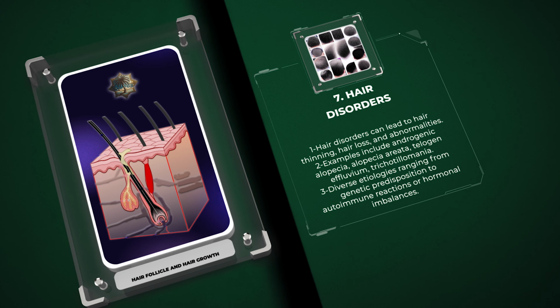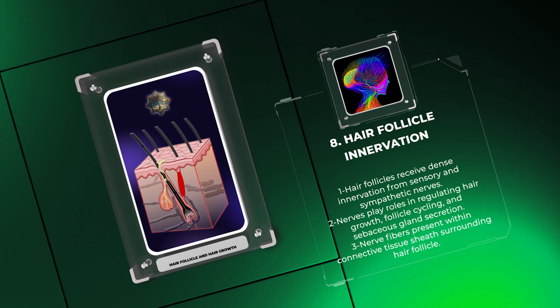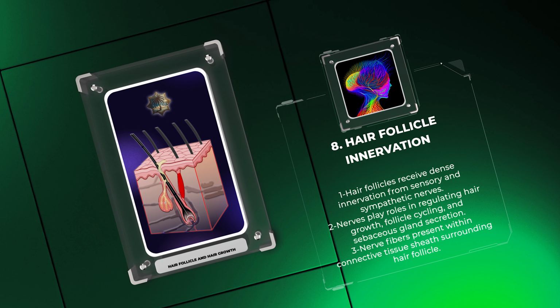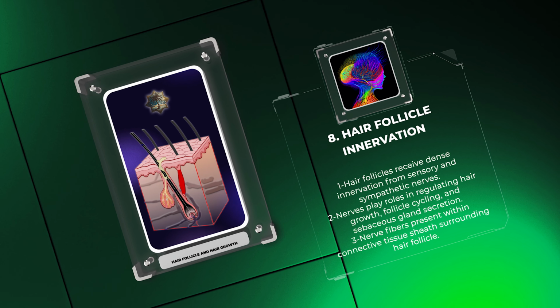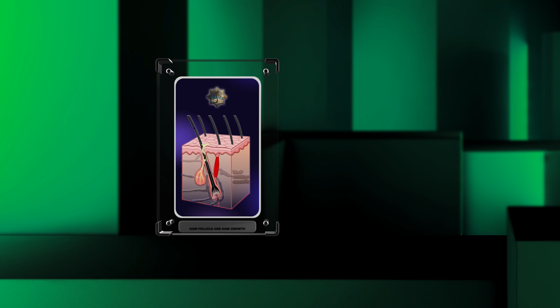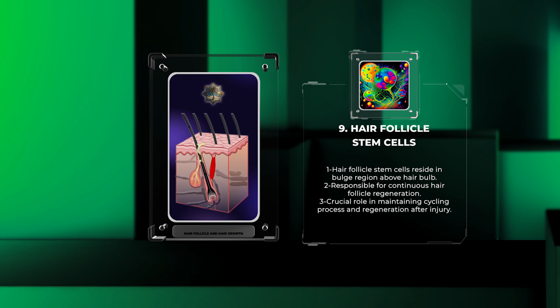Hair follicles receive dense innervation from sensory and sympathetic nerves. These nerves play important roles in regulating hair growth, follicle cycling, and secretion of sebaceous glands. Nerve fibers are present within the connective tissue sheath surrounding the hair follicle, forming complex networks that extend into the hair bulb. Hair follicle stem cells reside in a specialized region known as the bulge, located above the hair bulb.